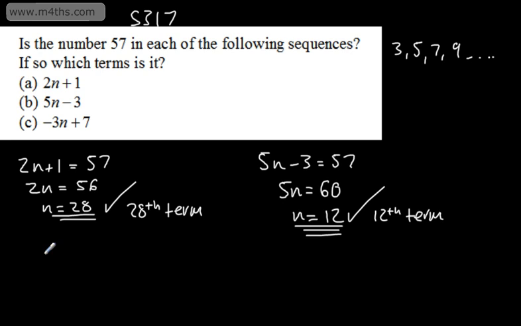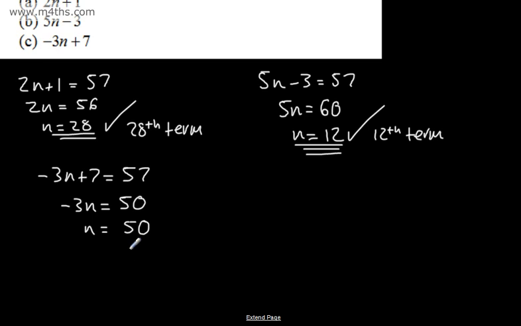So if we go for the next one, we've got negative 3n plus 7 is going to be equal to 57. I'm going to subtract 7 from both sides. So negative 3n is going to be equal to 50. Dividing both sides by negative 3, we can clearly see that n can't be a negative number, and 50 divided by 3 certainly doesn't give us an integer. So we can clearly see that this is not going to be in there. We can see that for two different reasons, but hopefully that makes sense.